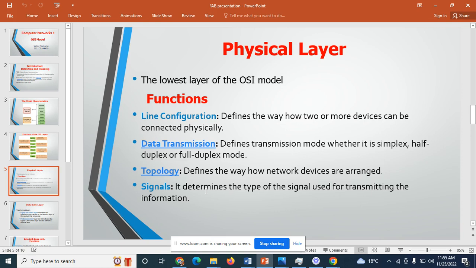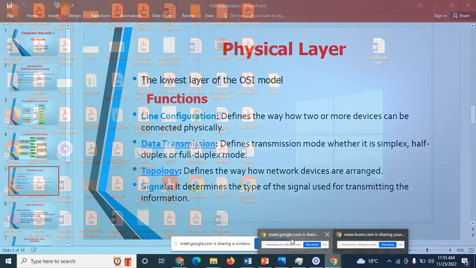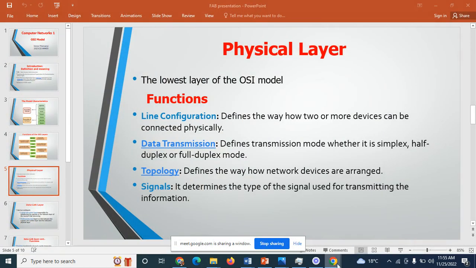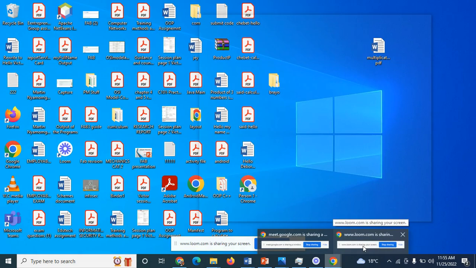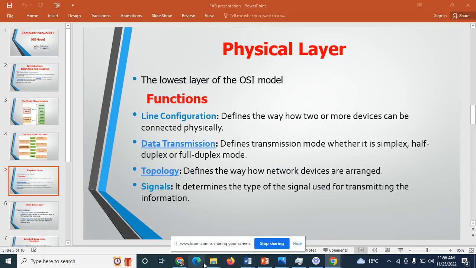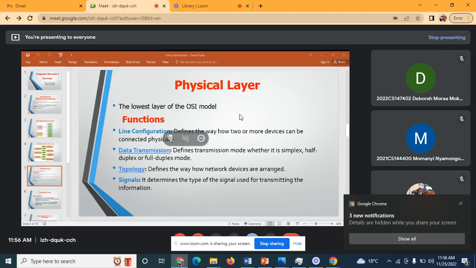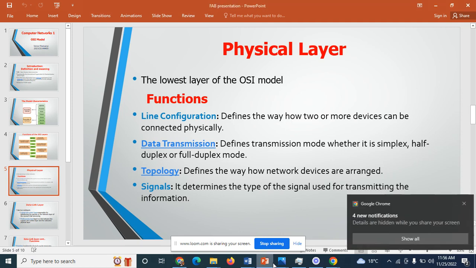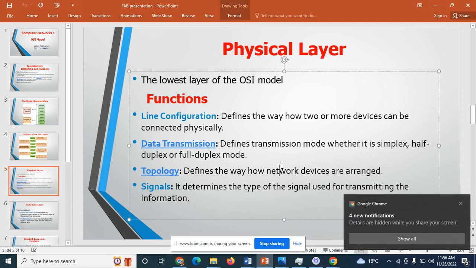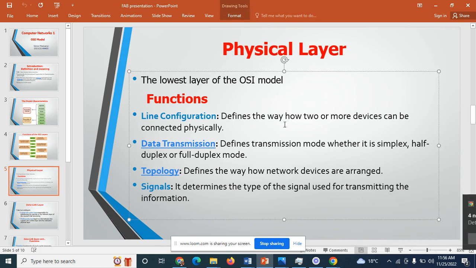So the physical layer is the lowest layer of the OSI model. I have an issue with the. It's okay. Let's continue. I have some itches on my side, but let's try to continue moving.